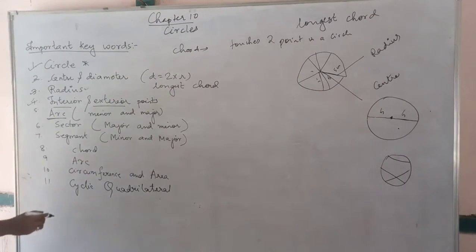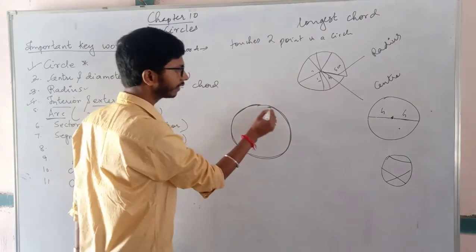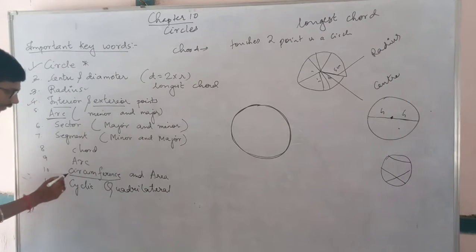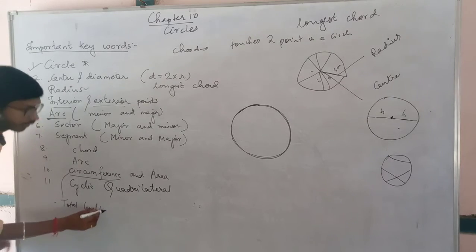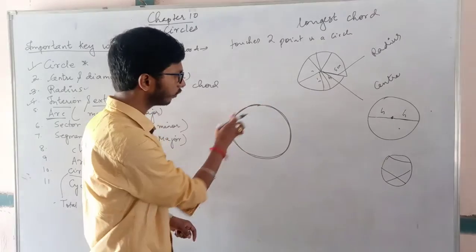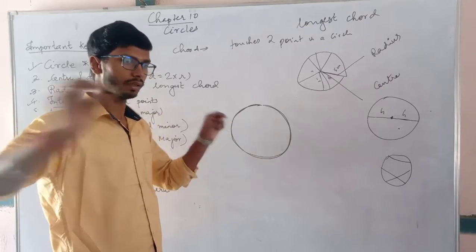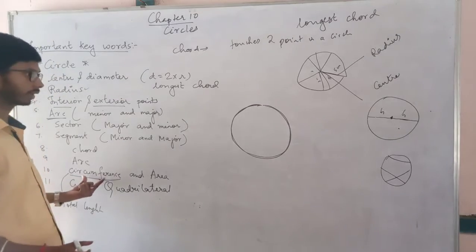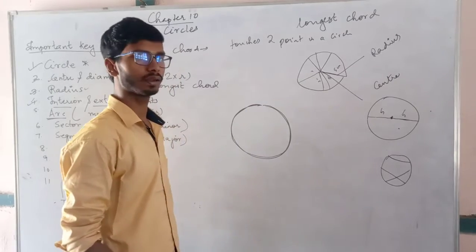Then comes arc. Suppose this is a circle. Now see, the total length of this circle is called the circumference. Circumference means total length of the circle. That means if I break this circle, suppose this is a wire, I am breaking this wire from here, I will get a long line, long like wire type. If I measure that wire, that will give us the circumference. Circumference means total length of the circle, okay?